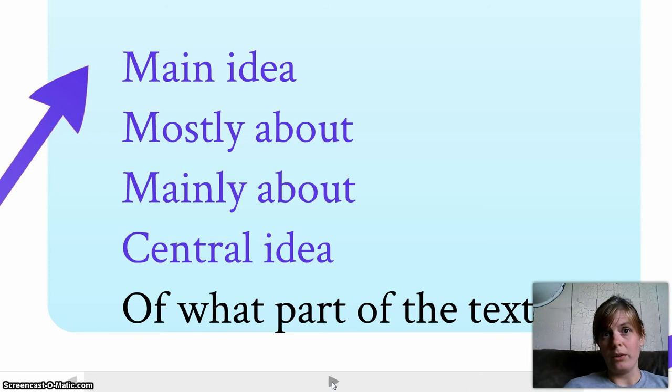Chances are good if you're looking for one particular paragraph, that main idea may be stated somewhere within the paragraph. But in any case, make sure you read the question carefully to determine if you're looking for a main idea, and to determine which part of the text your main idea is supposed to come from.